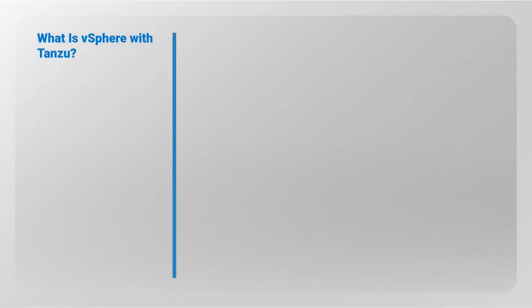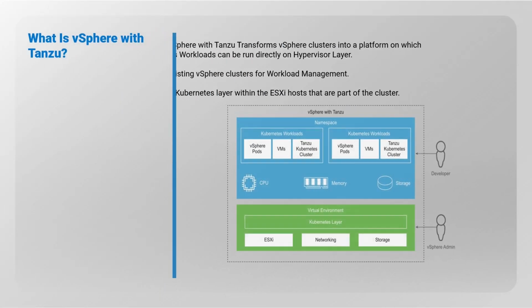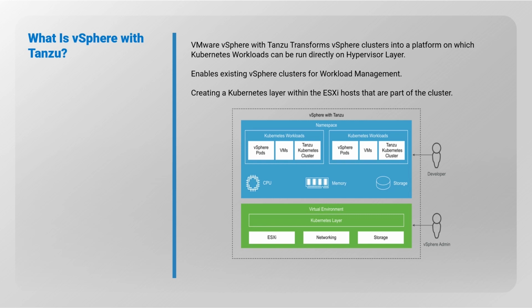What is vSphere with Tanzu? VMware vSphere with Tanzu transforms vSphere clusters into a platform on which Kubernetes workloads can be run directly on the hypervisor layer. As a vSphere administrator, you enable existing vSphere clusters for workload management, thus creating a Kubernetes layer within the ESXi hosts that are part of the cluster.